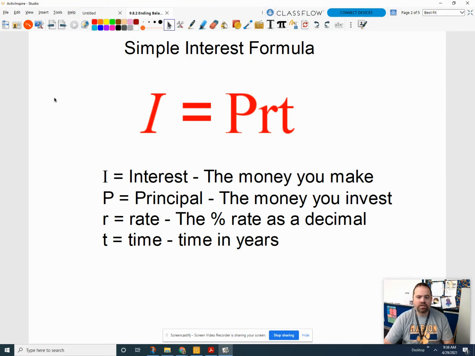Okay, so just a reminder of the formula: we're going to take the principal times the rate as a decimal. Your interest rate has to be converted to a decimal, and then you multiply that by the time. That's going to calculate our interest earned.